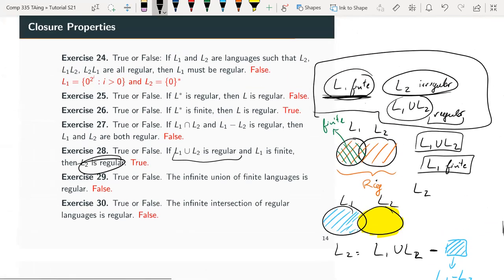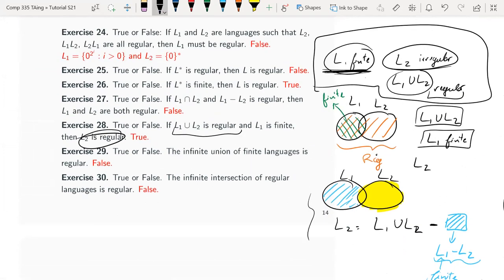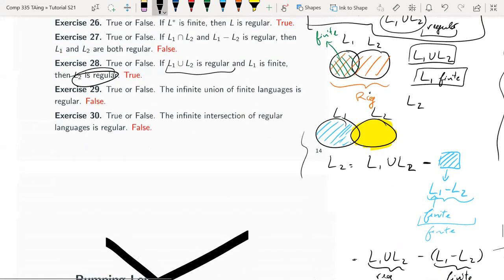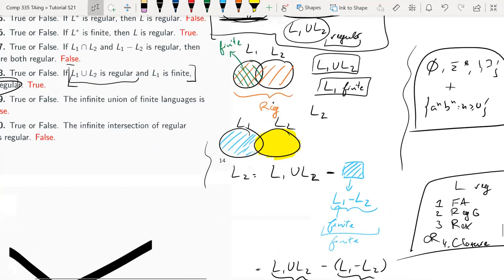But for questions like this, where you don't have any information about the structure of the language, you have no choice but to do something like a direct proof here. What's a direct proof? You use your condition in the if to derive your conclusion in your then. So here, I know that L1 union L2 is regular, and I know that L1 minus L2 is finite because L1 is finite. And then I know that L2 is this language minus this language. Both are regular, which implies that L2 is regular.